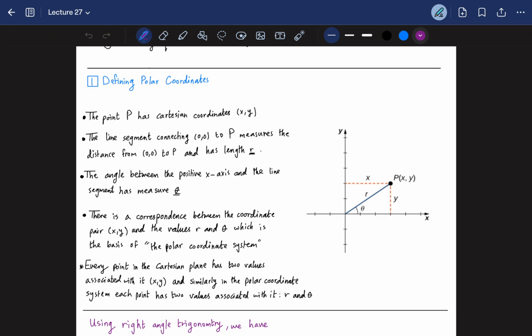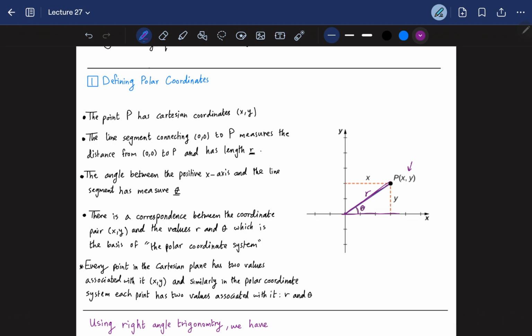So if we have a point, x, y, a regular point which has x and y values in the Cartesian coordinates. Now the line segment that connects the origin, which is 0, 0, to this point x, y measures the distance between the point x, y and the origin. Now this length, we're going to call it r. And the angle that measures the angle between the positive x-axis and this distance r is called theta.